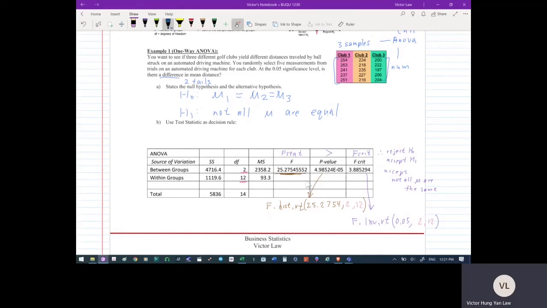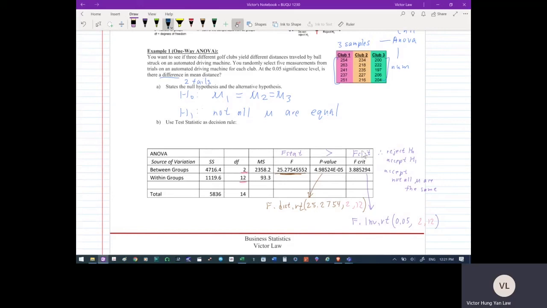For p-value, you use DIST because this is the F distribution, so you use F.DIST.RT. For critical value, you use INV, and this is the F distribution, so that's why we use F.INV.RT. So again, the four concepts that you need to know from this example: F is your F statistic, so you can compare the F statistic with the F critical.